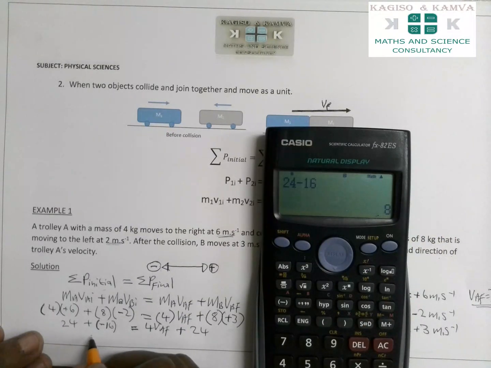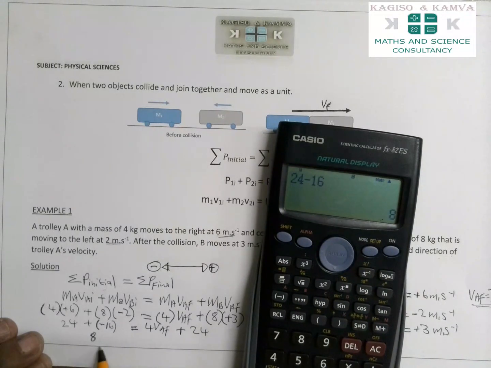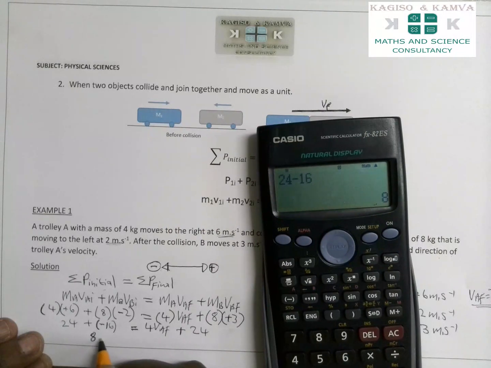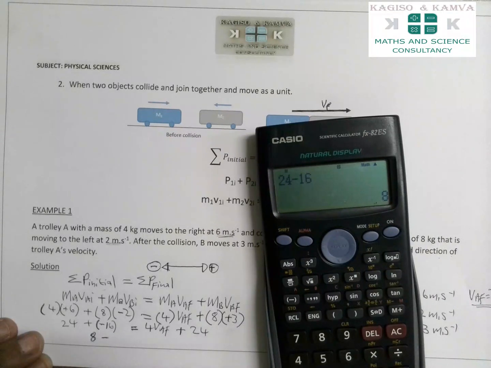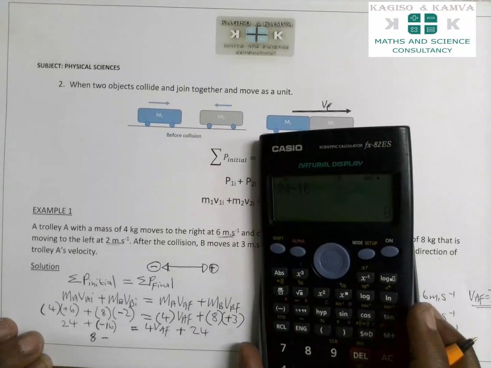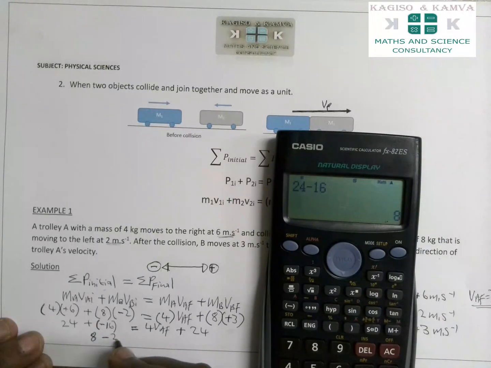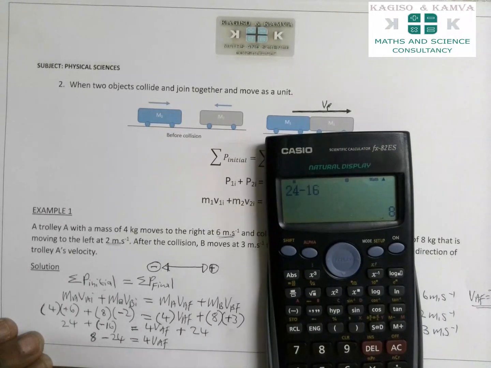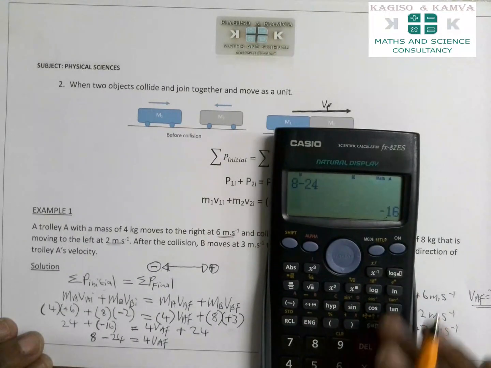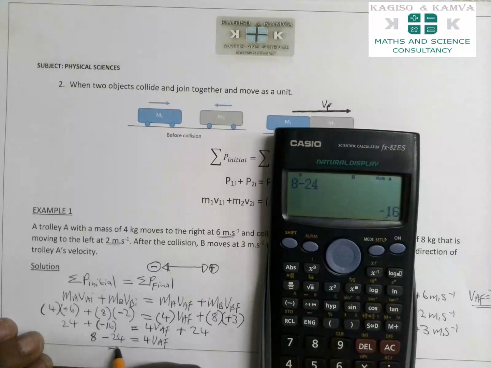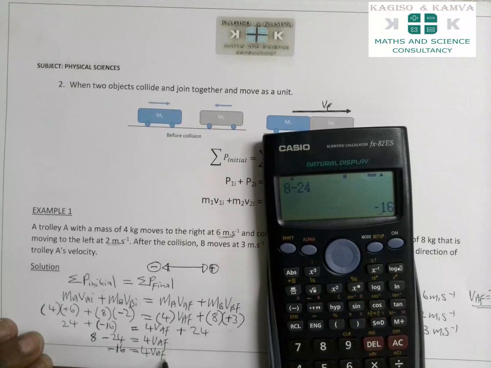This will give us 8. Transposing this to the other side, that will be minus 24 is equal to 4 VAF. So 8 minus 24 will give us minus 16 is equal to 4 VAF.